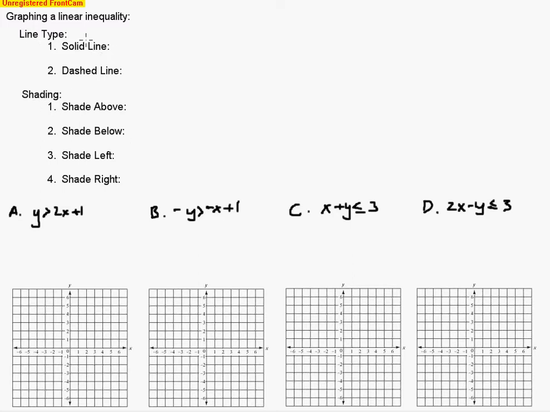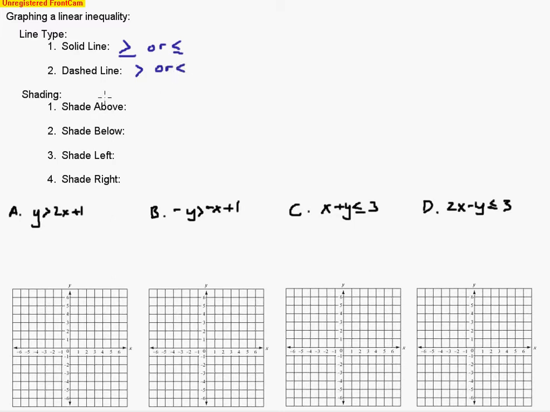So line type works this way. We use a solid line if the graph equals or is greater or less than. So if we have these symbols here, greater than or equal to or less than or equal to, we're going to end up using that solid line. We use a dashed line if it does not equal. That represents that the line is not a solution. And so we're going to end up using the dashed line if we have a greater than or a less than symbol.